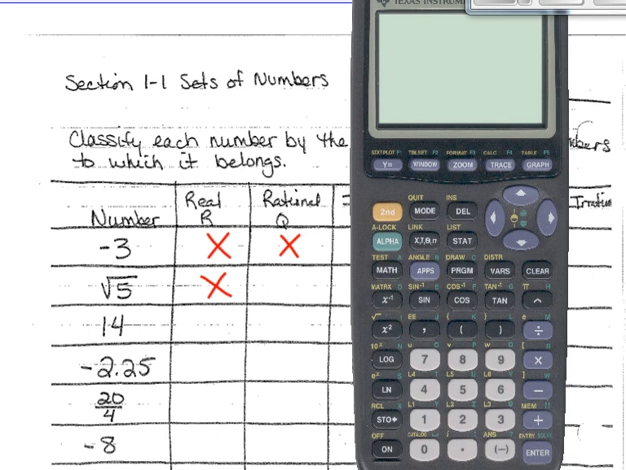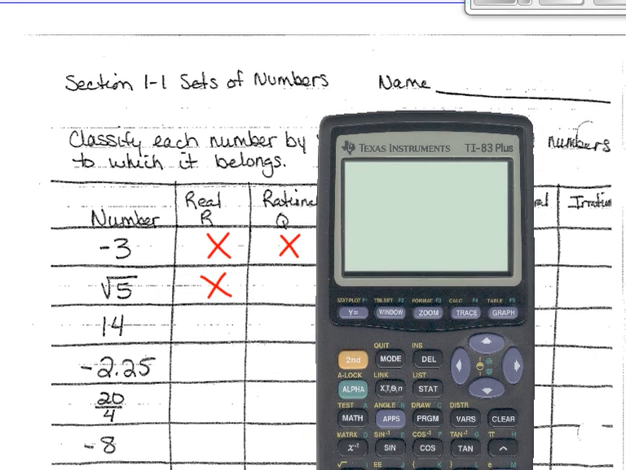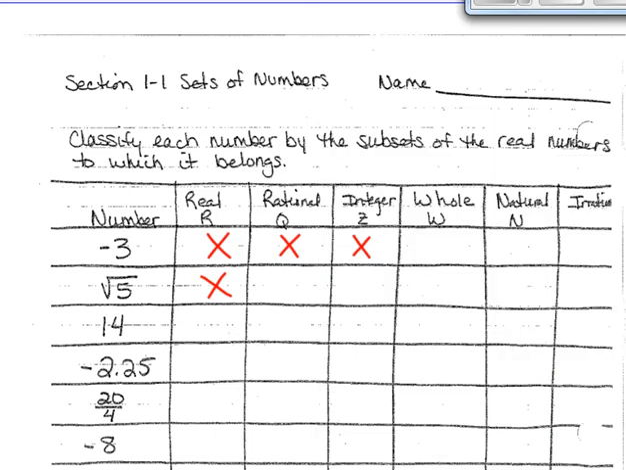Calculator's got some issues. But if you type it in your calculator and you have the square root of 5, you would end up looking at that decimal version that does not stop and does not repeat. Which then means that we're not looking at a rational number, which means it can't be an integer, can't be a whole number, can't be a natural number.